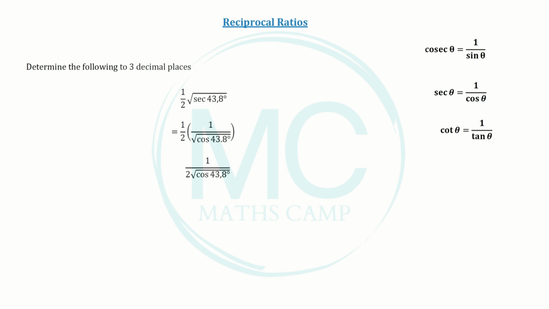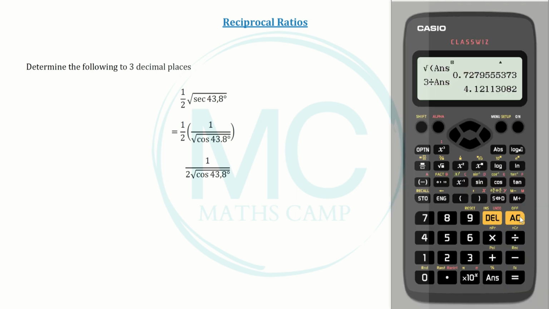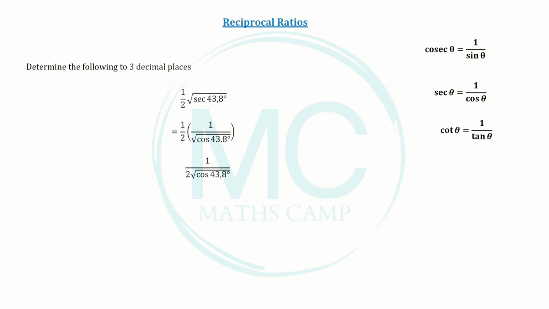Now we can put all of this into our calculator. Let's start by finding the value of cos 43.8. Now we can square root that. Next, let's multiply this by 2. And finally, we can say 1 divided by the value we found for 2 root cos 43,8. So we're just going to press answer. And we get 0,5885. Round off to 3 decimal places. And we get 0,589.